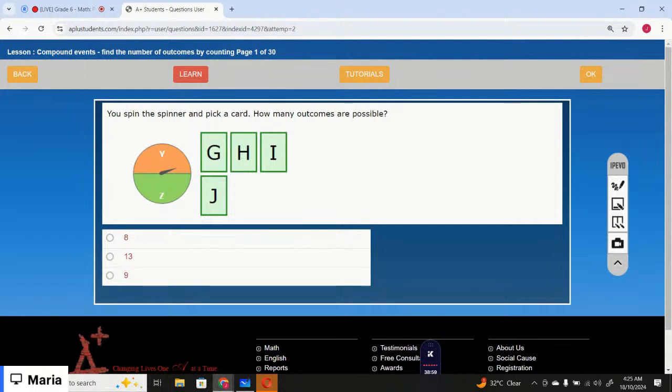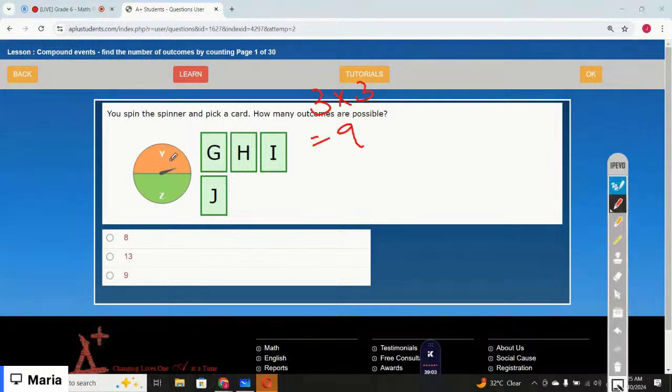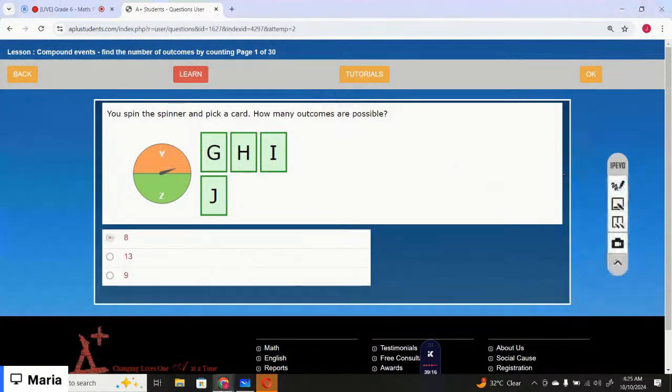Which is the correct option? You have two outcomes for the spinner and four outcomes for the card. So together they make 8. So that means option number 1. That is 8.